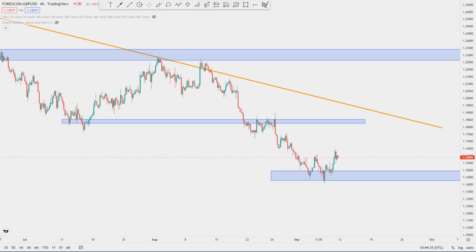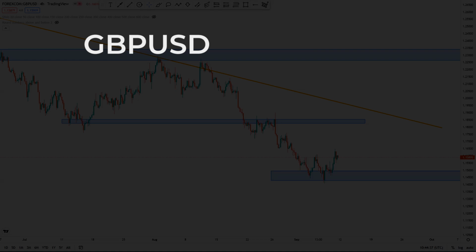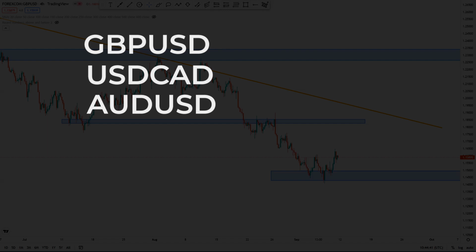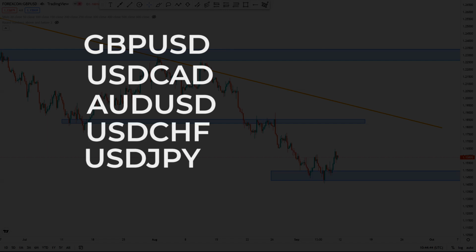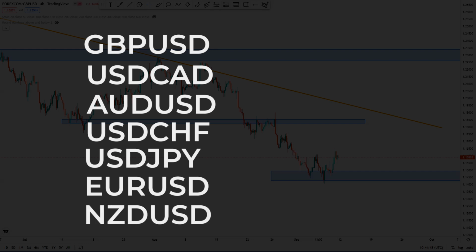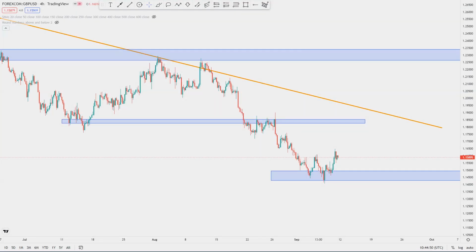I'll come again with them. We have the GBP USD, USD CAD, AUD USD, USD franc, USD JPY, Euro USD, and NZD USD. Now, as I mentioned earlier on, there are 3 basic currency pairs: the major currency pairs, the minor currency pairs, and then the exotic or the cross pairs. The minor currency pairs would basically be every other asset that is paired with the major currencies.